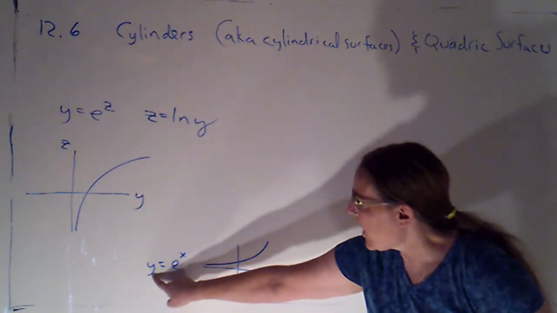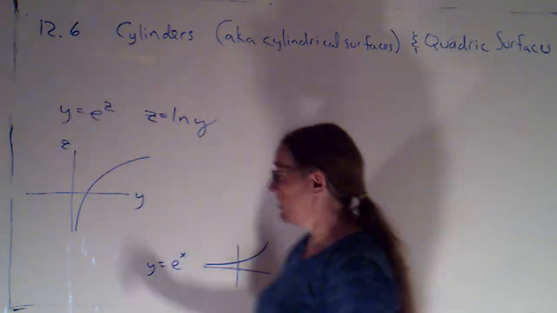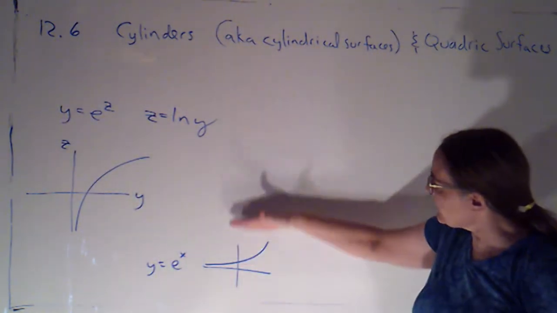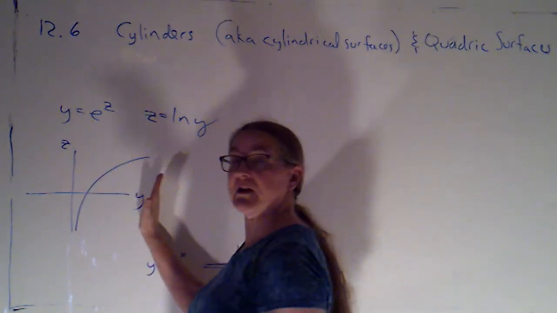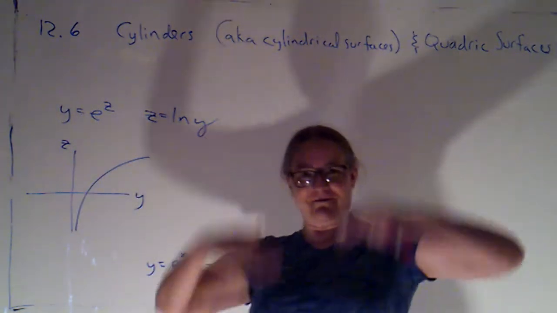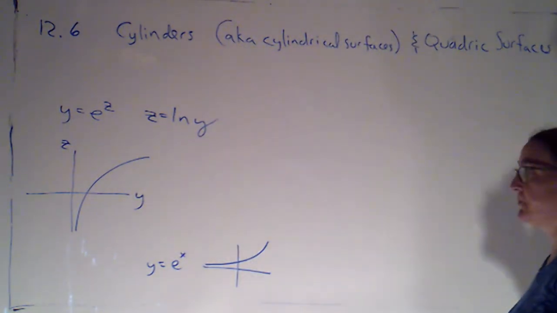So y is in the output position. That's the same thing here. Notice y is always positive. So here y has to be always positive. Now instead of just having the graph on the top of the page, that means we have the graph on the right side of the page.